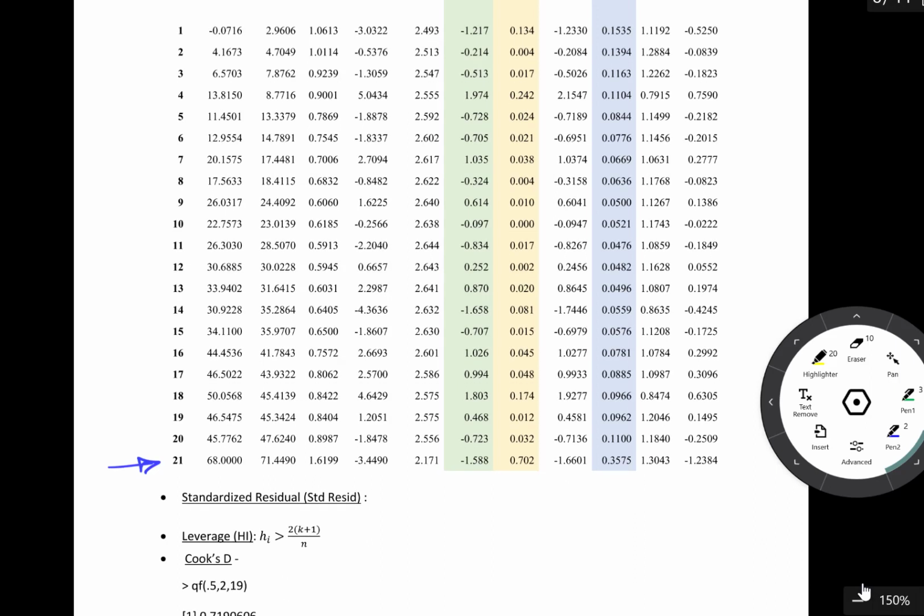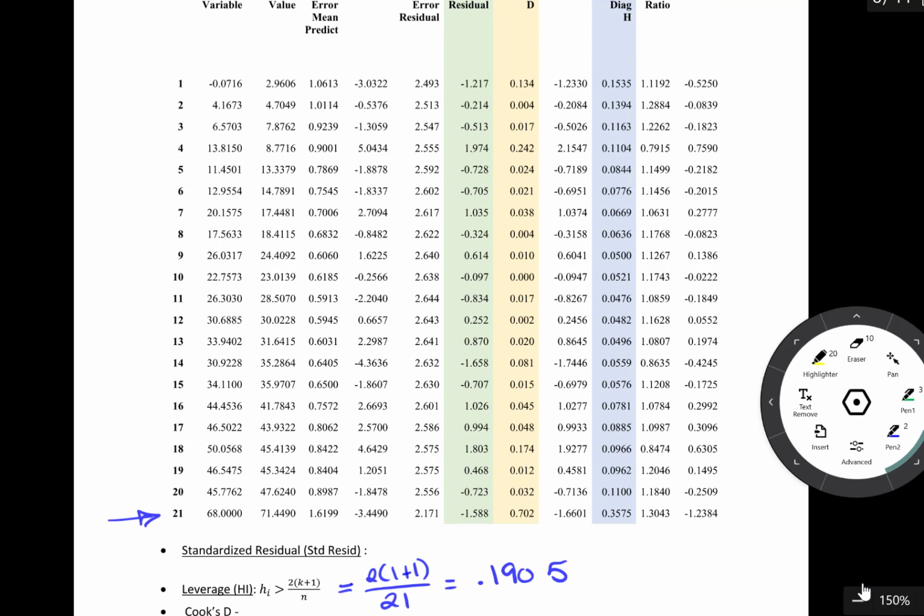Now let's look at the leverage. So remember again, we're going to compare to 2 times k plus 1 divided by the number of data points, which is still 21, so we're going to compare to 0.1905. Looking at H, notice that our new data point does have high leverage. So here's an example where it's the opposite of what we saw last time. This data point isn't an outlier, but it does have high leverage, so we're going to need to see if it's influential.